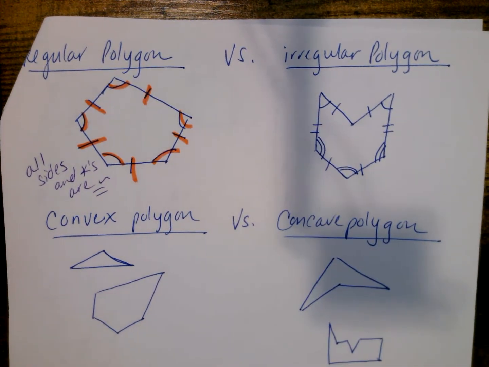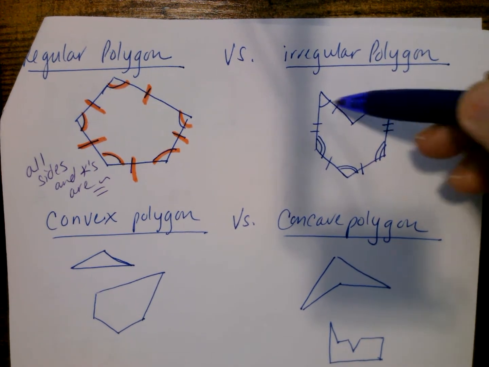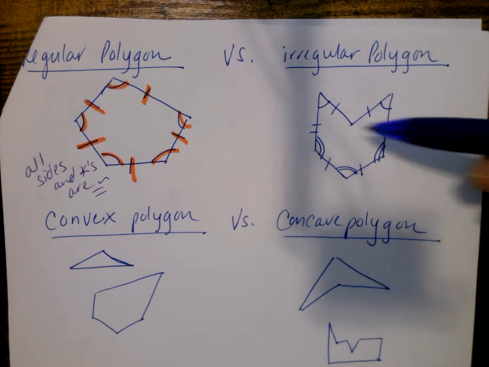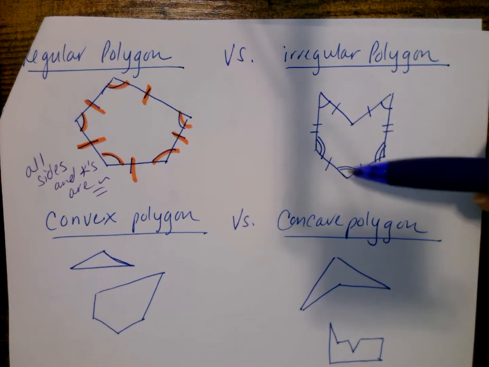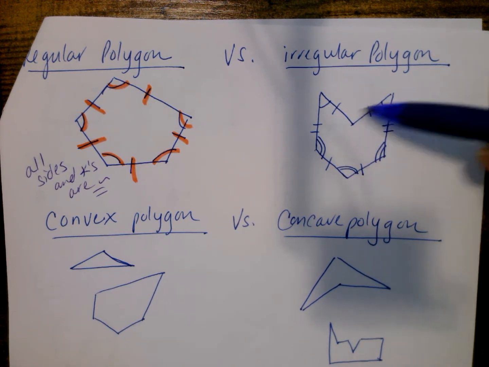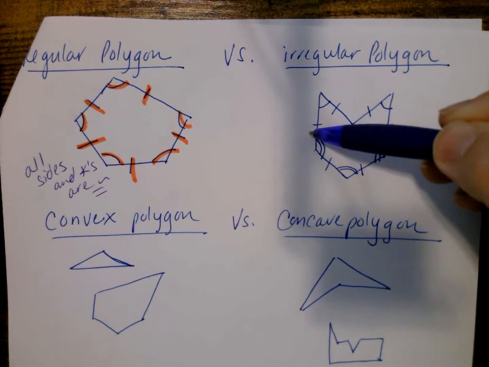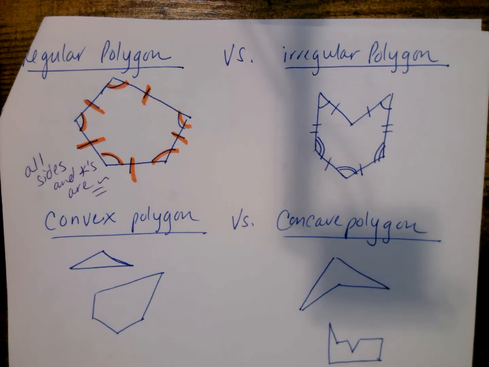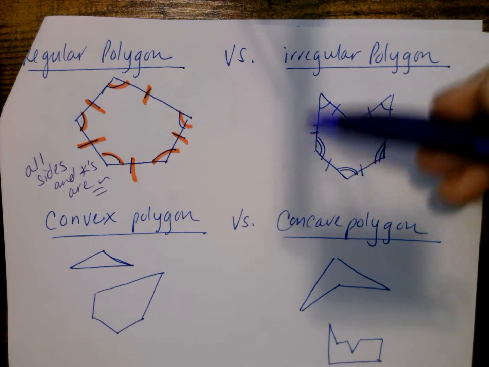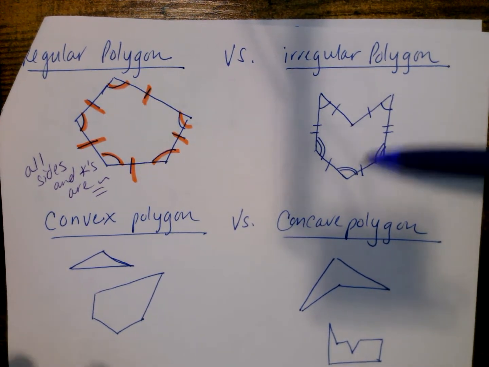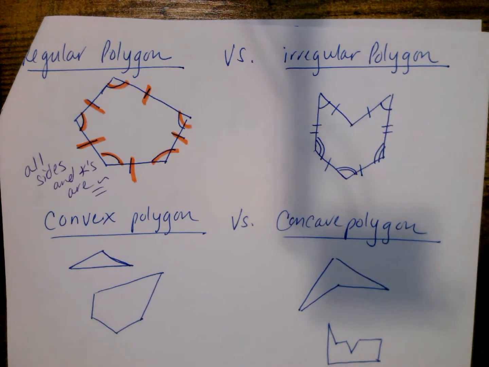An irregular polygon would then be the opposite. So you could still have two sides congruent, but then these two sides are different measures. And actually, you could have 4 sides that are congruent. Even so, they all have to be congruent to be considered regular. So this is an irregular polygon. All the angles are not congruent. All the sides are not congruent.